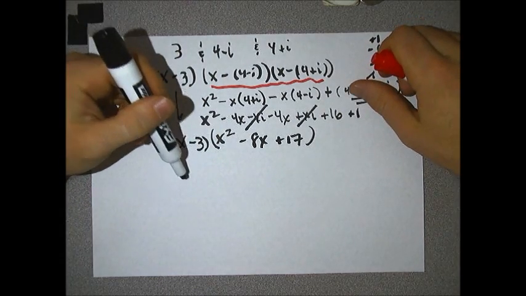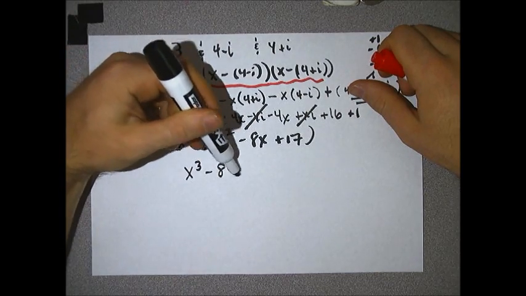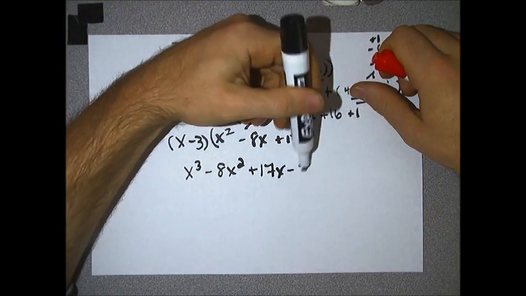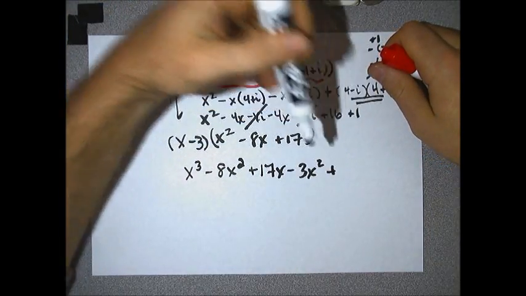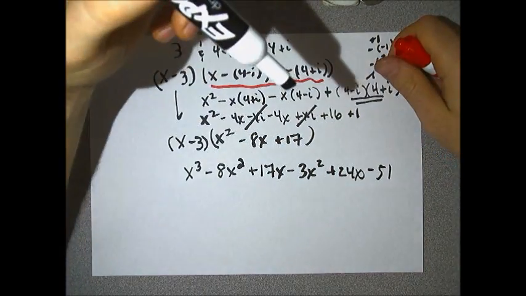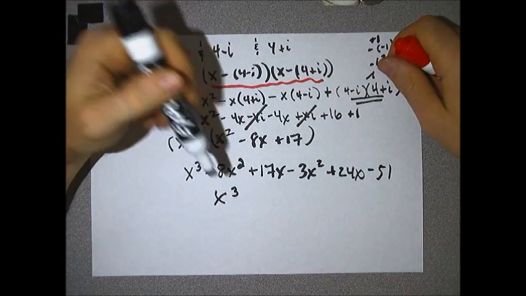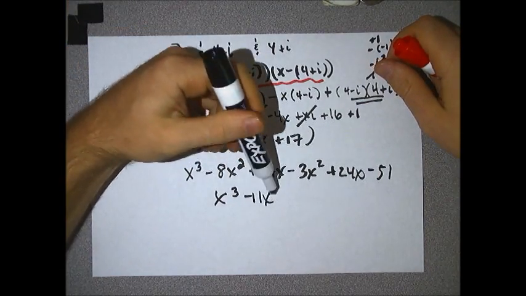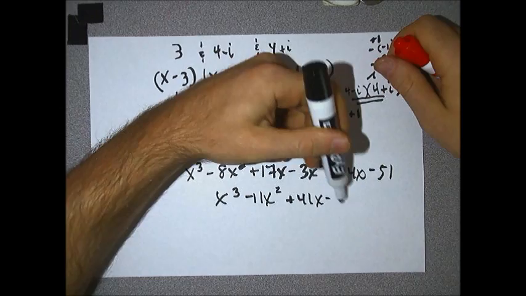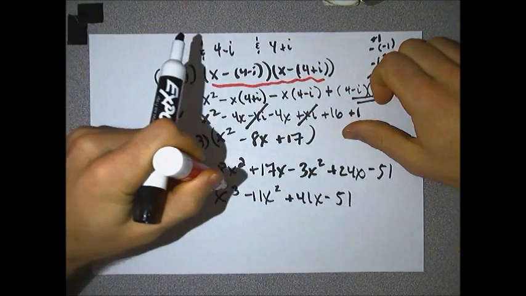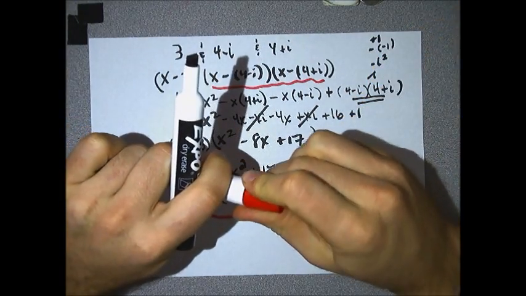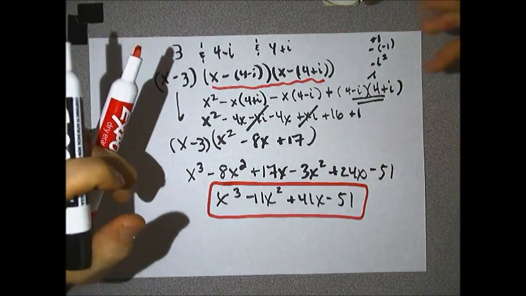If I do everything by x, I have x to the third minus 8x squared plus 17x, minus 3x squared plus 24x minus 51. So this is x to the third minus 11x squared, 17 and 24 is what? 41, minus 51. This is your original equation.